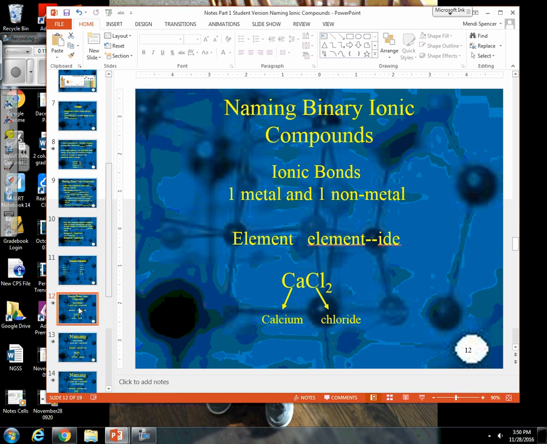Now, let's practice a little bit with naming our binary ionic compounds. Once again, binary means there's just 2 different elements bonded together. So, we have one metal, one nonmetal, we have calcium, we have chlorine. So, when you name this, you'll come up with calcium. Once again, no prefix, and you'll have chloride. Once again, no prefix, even though there are 2 of them.